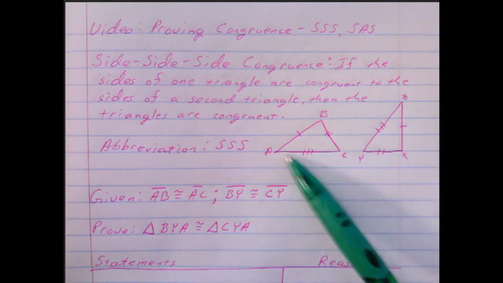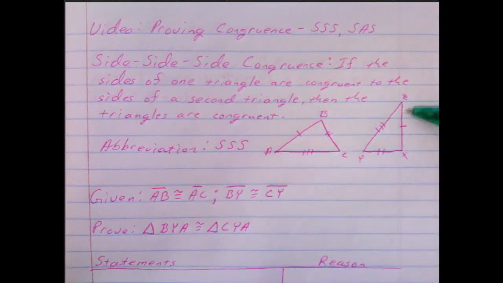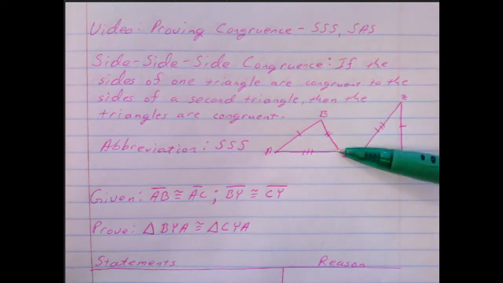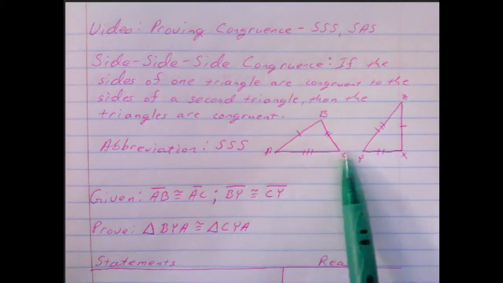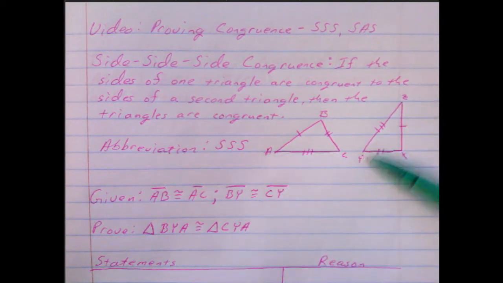So what this looks like, if AB is congruent to ZX, BC is congruent to XY, and AC is congruent to ZY, then we know that those two triangles are congruent because of side-side-side. So we're going to do a proof.